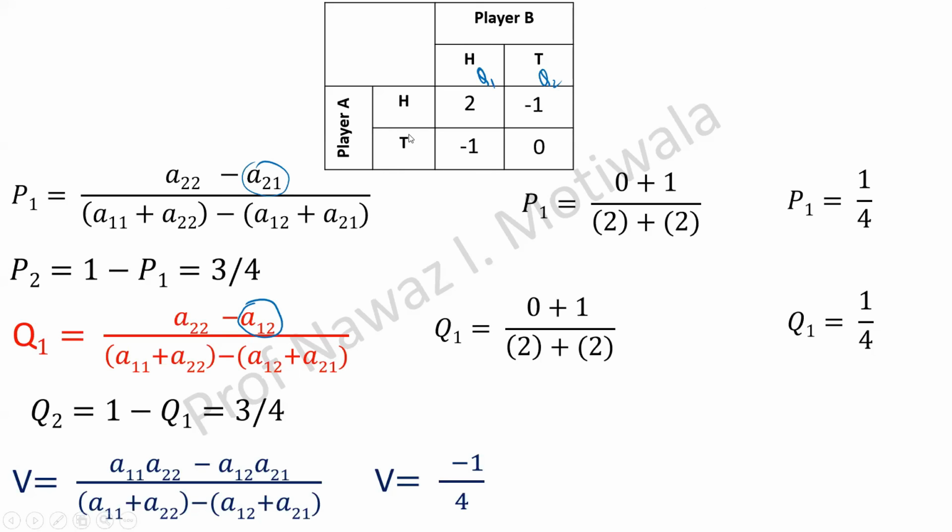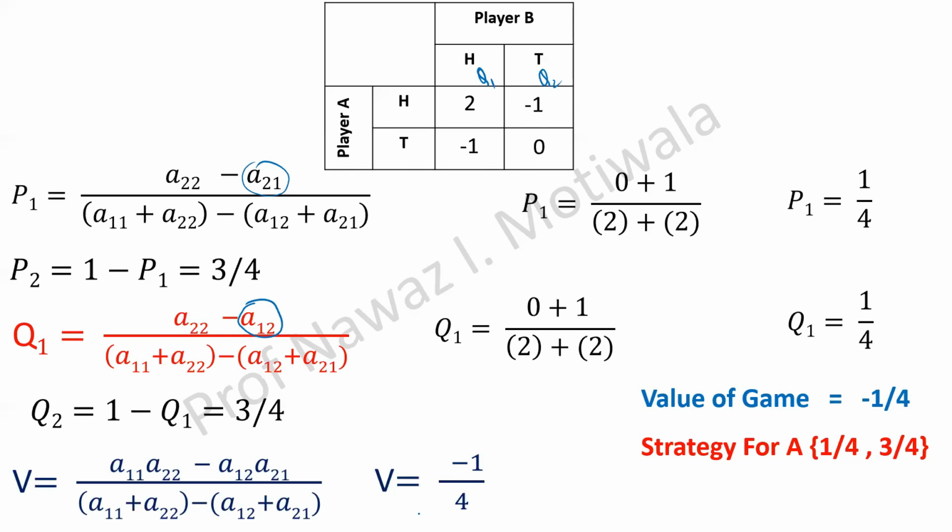Yes, who will be in loss? Player A or player B? Player A, sir. Yes, whatever answer we are getting is with respect to player A. So the value of the game is minus 1 by 4, and the strategy I can write for A as P1 1 by 4, P2 3 by 4, and similarly for B as 1 by 4 and 3 by 4.